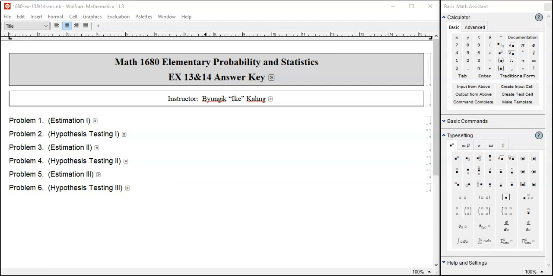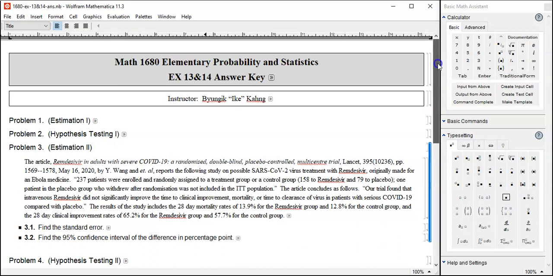Hello students, welcome back. Let's go to problem 3. Mathematically speaking, problem 3 is nothing but a repetition of problem 1. Different setting, different numbers, different types of drugs, but it's basically talking about the same type of mathematics. Two-sample inference with proportions.